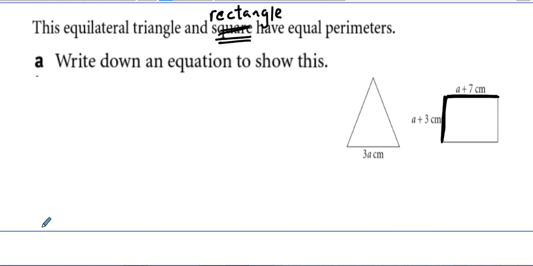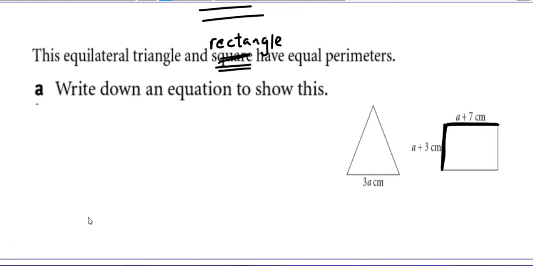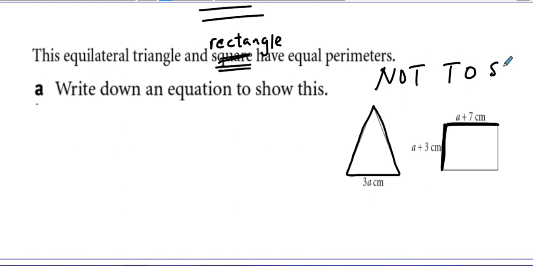Okay, now the question is, this equilateral triangle means all the sides are equal. All these sides are equal. And remember, these two diagrams are drawn not to scale. Equilateral triangle means all the three sides are equal. So if from here to here is 3a, even this will be 3a centimeters, even that will be 3a centimeters.